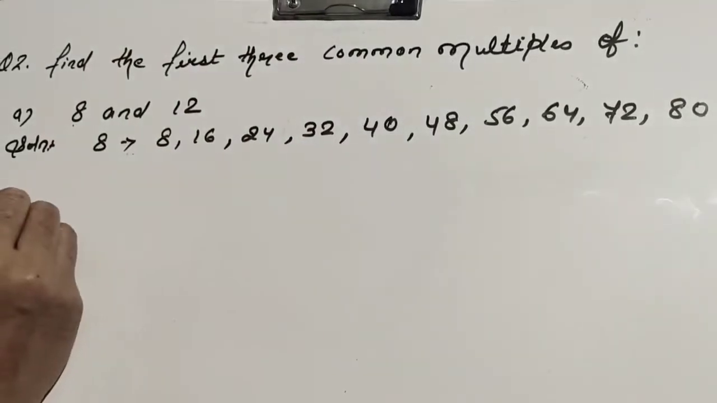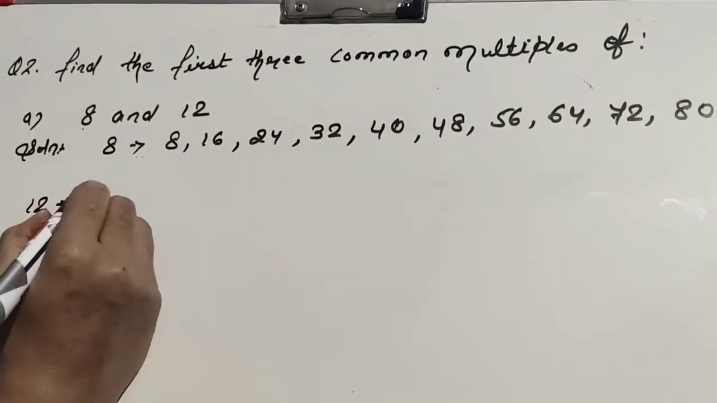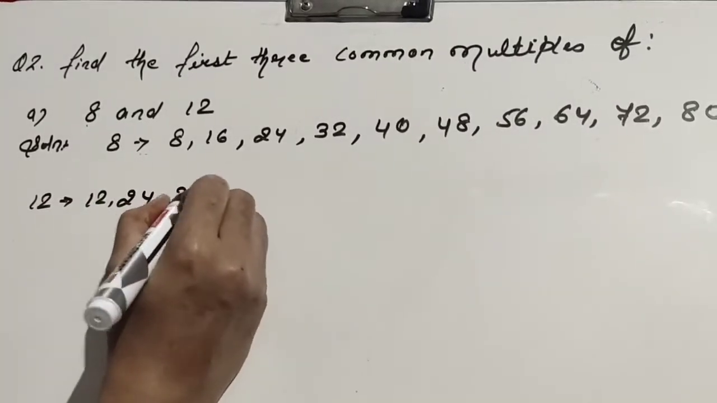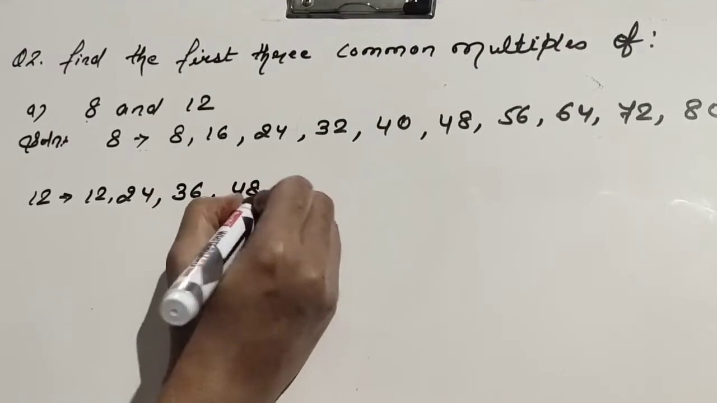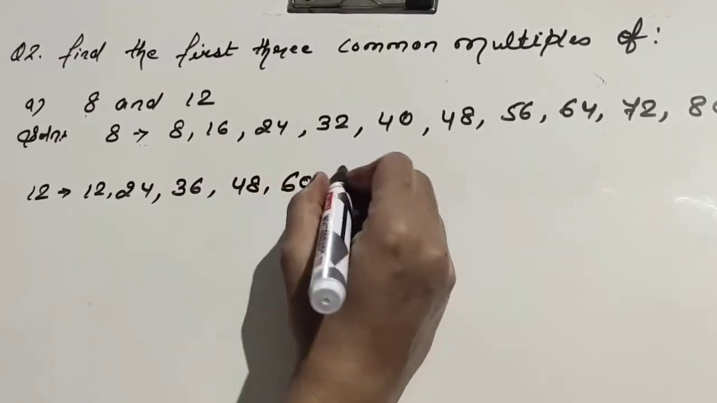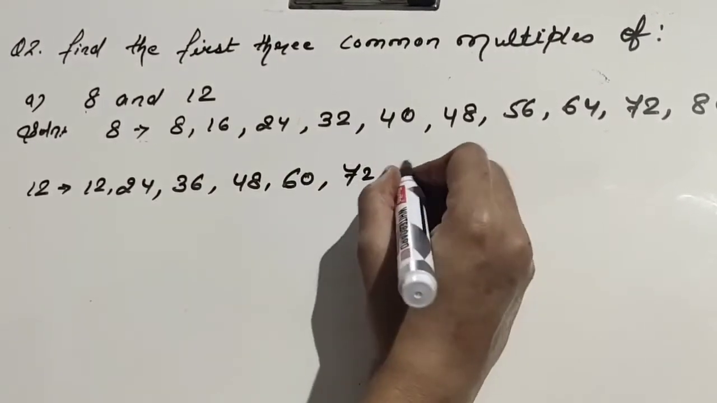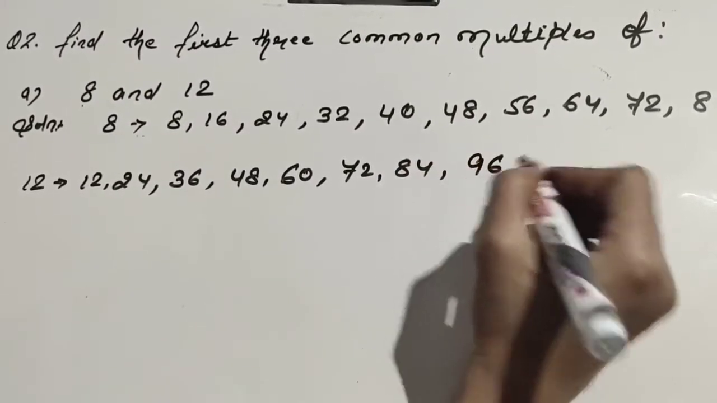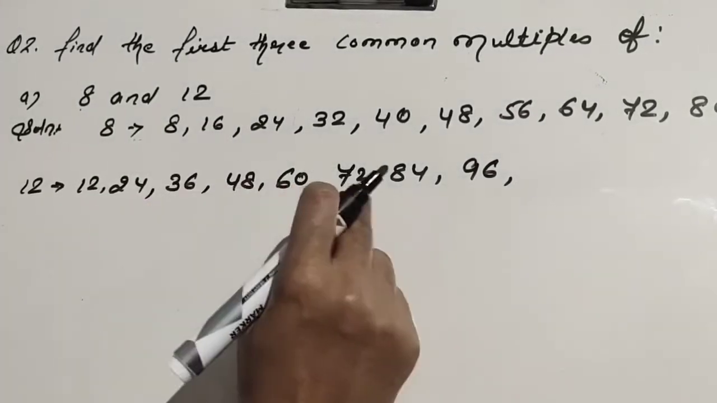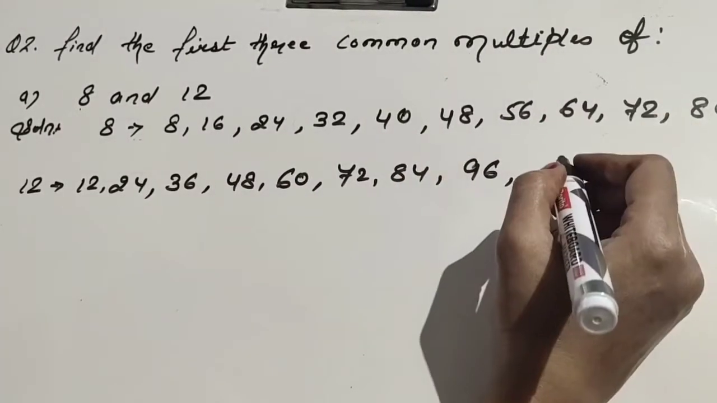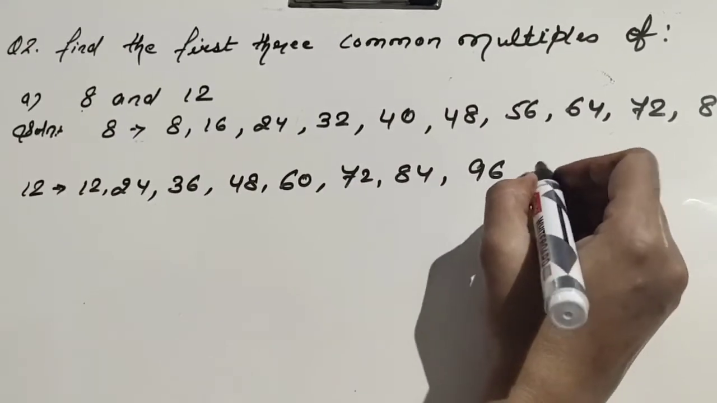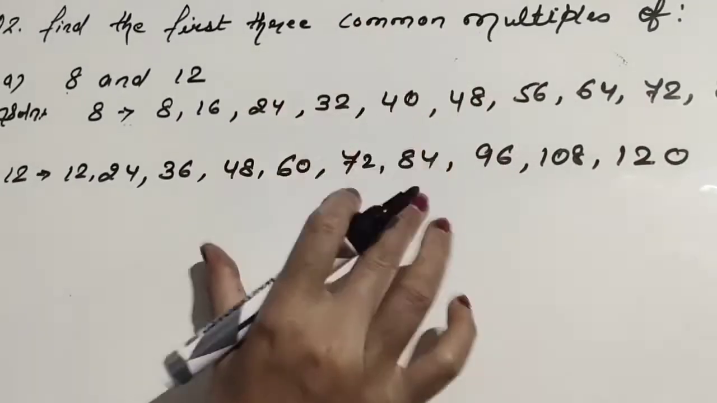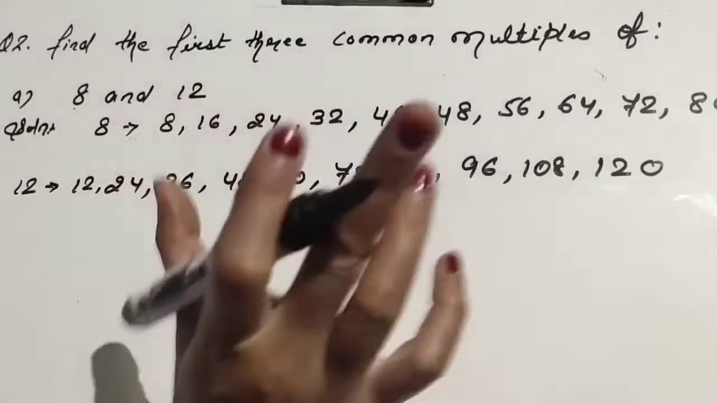Now, the next table is 12. 12 1 is 12, 12 2 is 24, 12 3 is 36, 12 4 is 48, 12 5 is 60, 12 6 is 72, 12 7 is 84, 12 8 is 96, 12 9 is 108 and 12 10 is 120. Now, in these two tables we will find the first 3 common multiples.